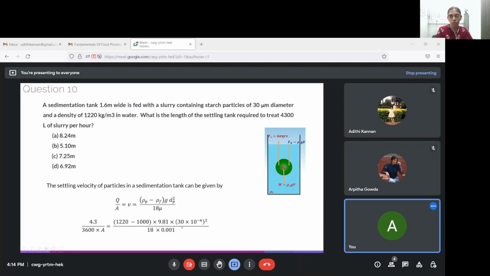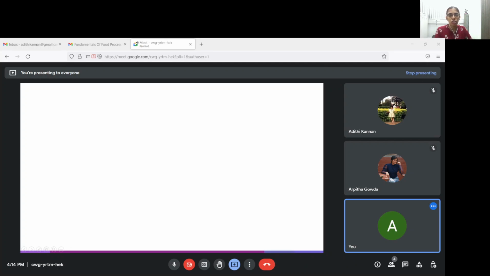So when you compute the area that is required for the settling tank, area comes out to be 11.08 meters square. So you have a large tank and you feed the slurry and you keep a certain residence time. What happens is that over time your particles will start settling down onto the bottom of the tank. So this bottom of the tank has the area of 11.08 meters square. We already know the width of the tank, which is 1.6 meters. So area is length into width. Length we don't know, that is what we need to calculate, and width is given as 1.6 meters. So L into 1.6 is equal to 11.08. From here you can calculate the length of the settling tank required, that is 6.95 meters. So the answer to this question is option D.